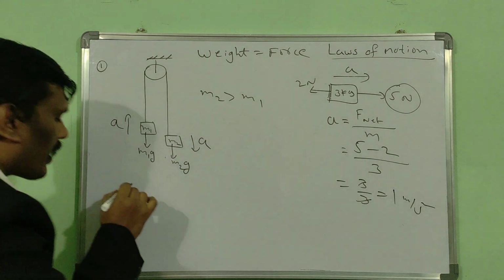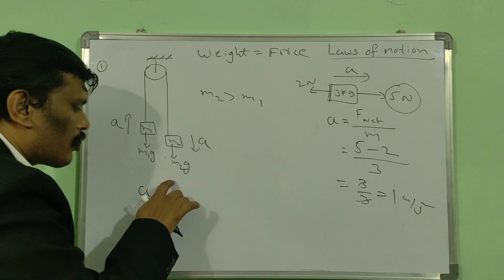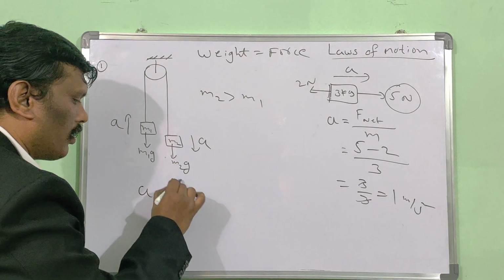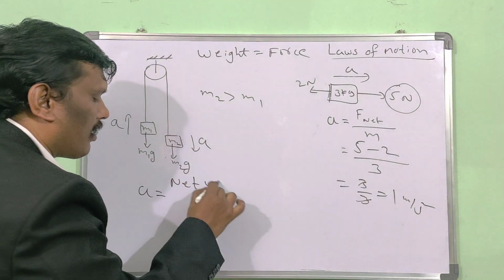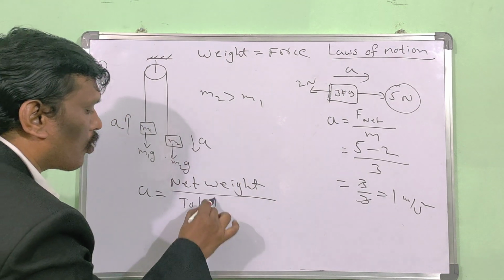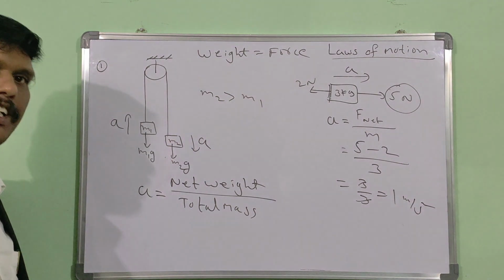At that time, how do we calculate the acceleration? Net force divided by total mass of the system. Here the force is weight, so net weight divided by total mass of the system. This is the trick we need to remember.